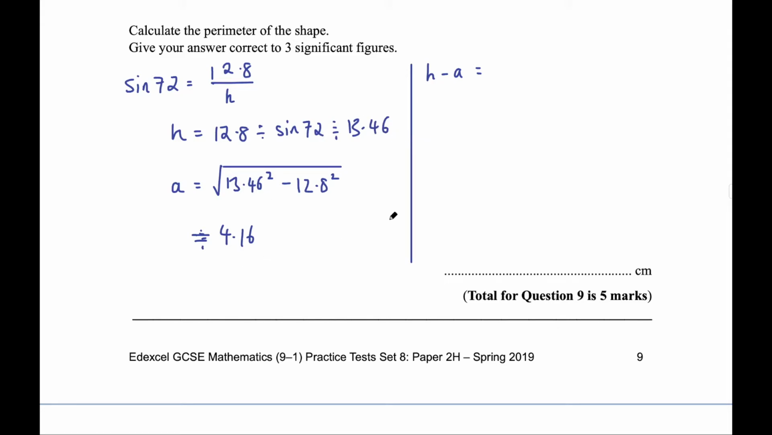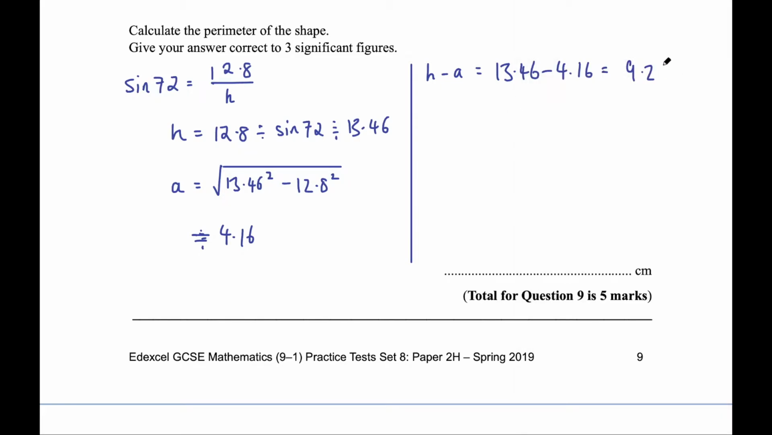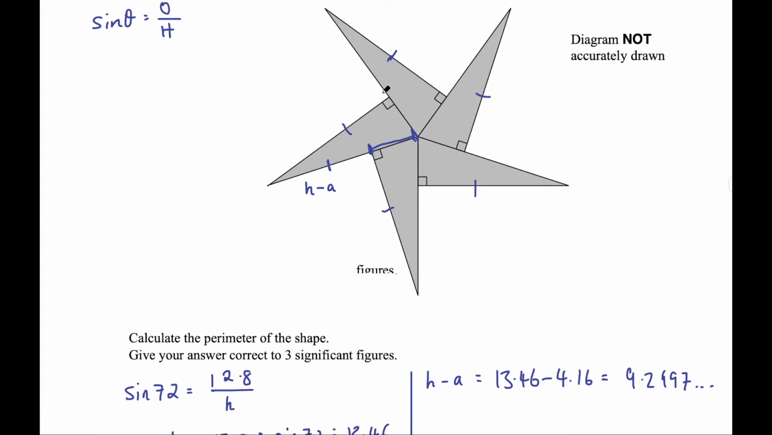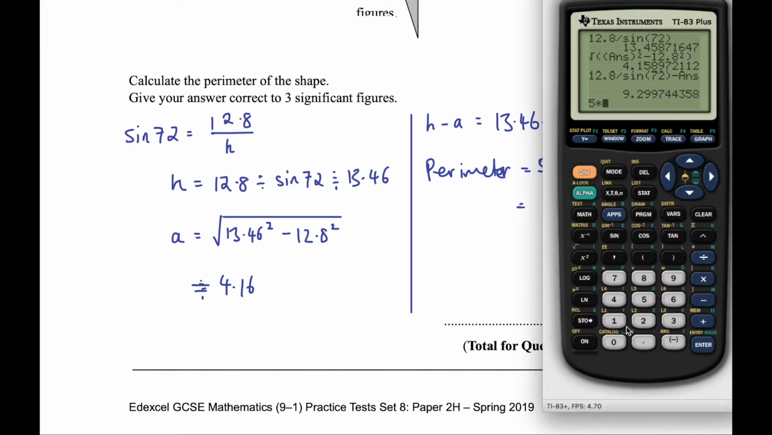H take A, 13.46 take 4.16. It would be good if I could get an exact number, so I might put in that calculation again. 9.2997. Okay, so now I have that length. I have 5 lots of that length and 5 lots of the longer leg. So the perimeter will be 5 times 12.8 plus 5 times 9.2997. Let's see what we get for that. We get 110.4987.